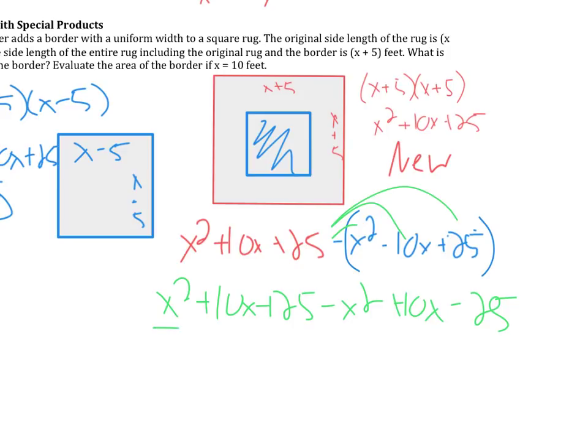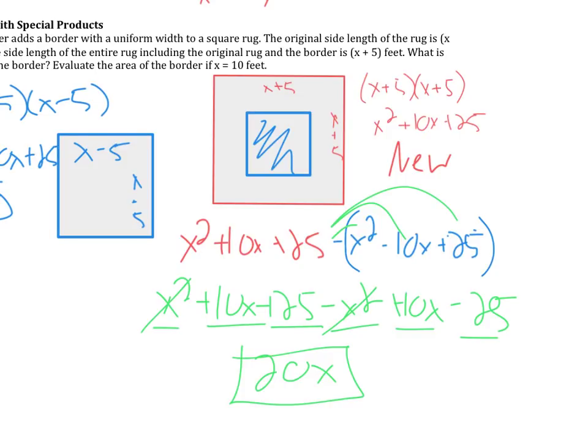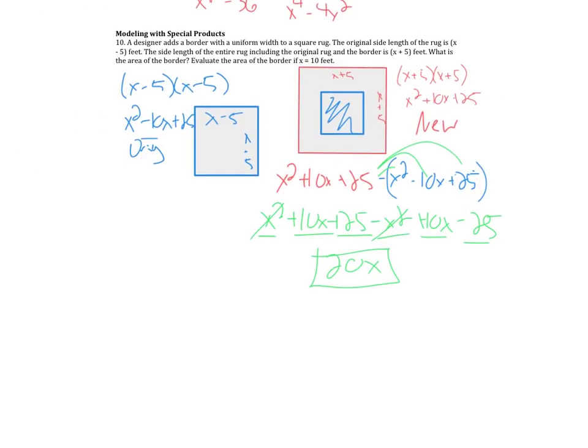As you combine like terms, there's an x squared and a negative x squared. They actually cancel each other out. I have a 10x and a 10x, which gives me a 20x. Then I have a positive 25 and a negative 25, and those drop out. So the total area of our border is 20x. Then they want us to evaluate it when x equals 10. So I substitute 10 in for x, and that gives me 200 feet squared.